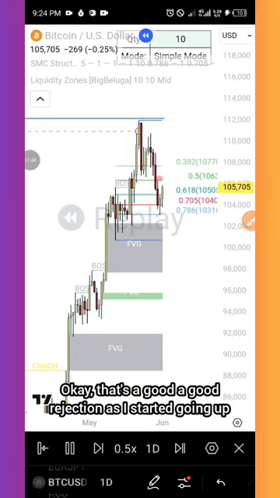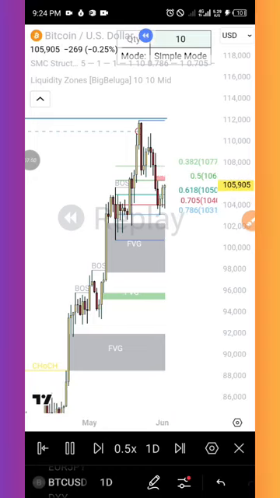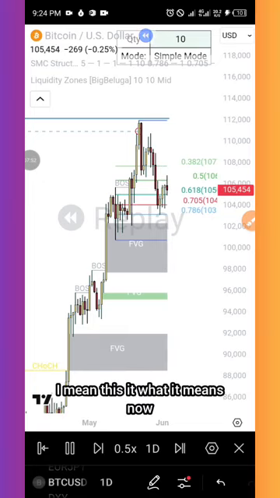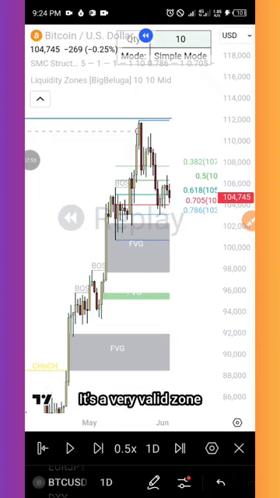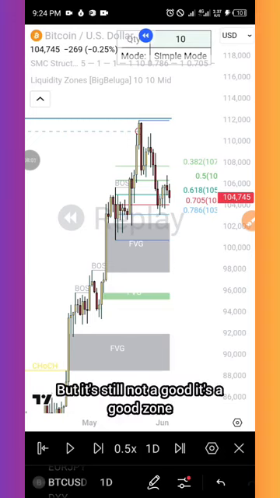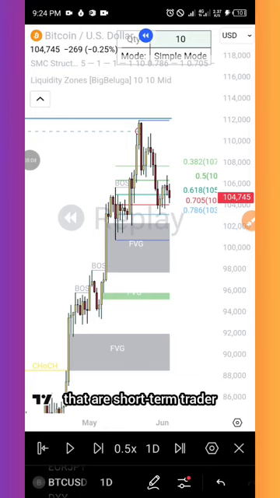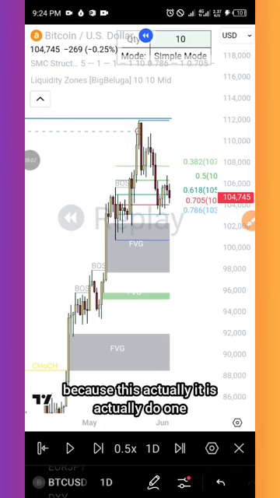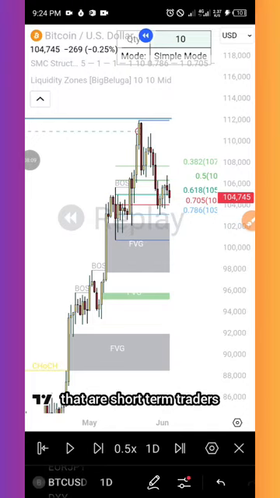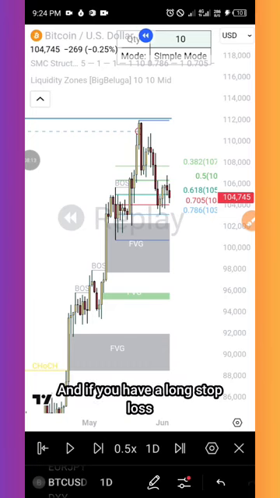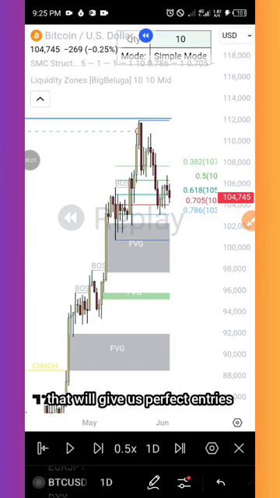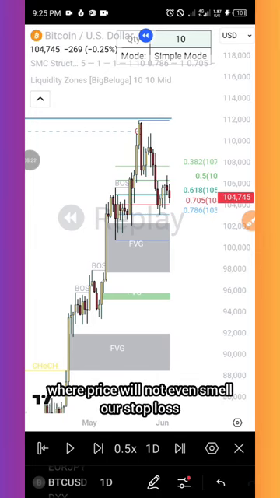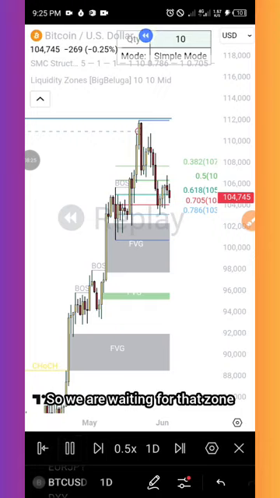Okay, price gave a good rejection. Price started going up. What it means now is that this zone is very valid. It's a good zone to trade for those that are short-term traders, because this is actually a D1 time frame. And if you have a long stop loss, this is actually a good zone to trade. But people that have a short stop loss, it's actually not a good zone to get perfect entries. So we're waiting for a zone that will give us perfect entries where price will not even smell our stop loss. So we're waiting for that zone.